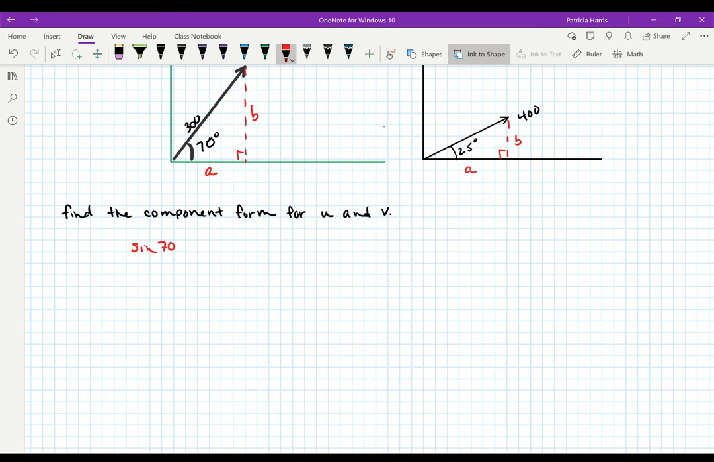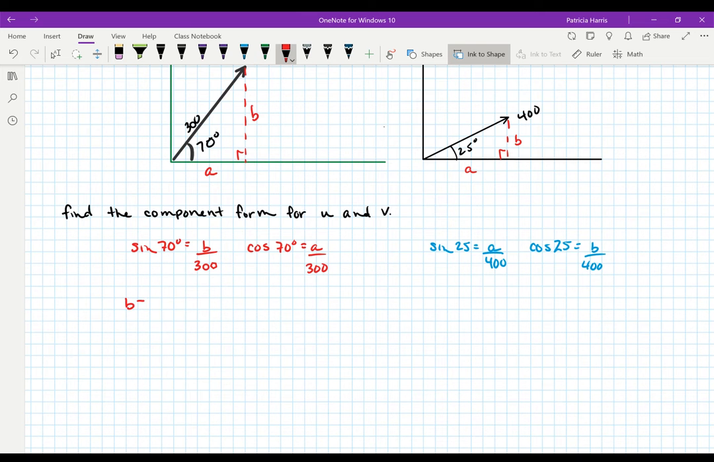So for the first one, we have sine of 70 degrees is equal to b over 300. And then cosine 70 degrees is equal to a over 300. Now this is very, very similar to polar form. It's just in a slightly different package. For the next one, sine of 25 is a over 400, and cosine 25 is b over 400. Okay, we're going to cross multiply and solve.